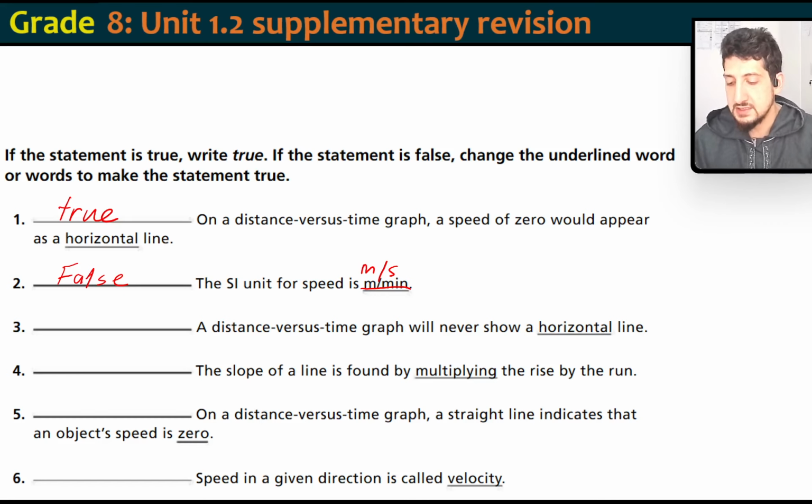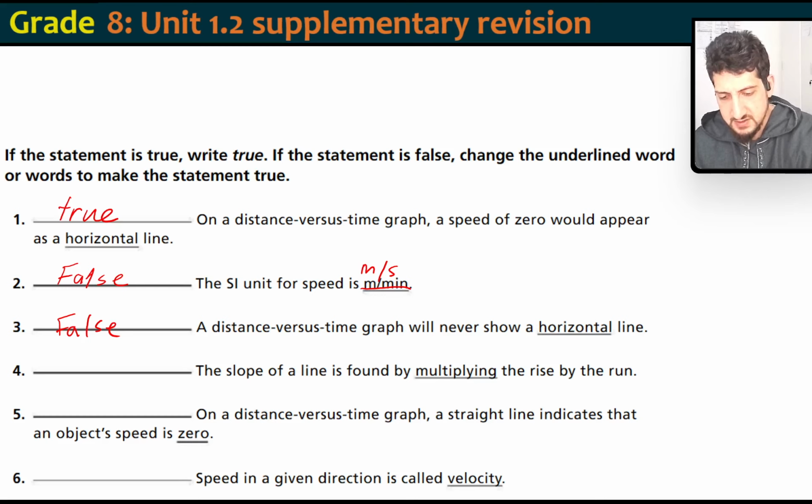Number 3 says a distance versus time graph will never show a horizontal line. False. We just saw one before. That's a bit strange, that one. I don't know quite what they actually want. They mean vertical line. A distance versus time graph will never show a vertical line, because a vertical line just means in an instant the distance has increased. It can show a horizontal line because that means the person has stopped.